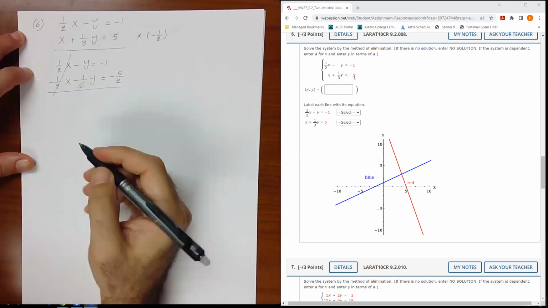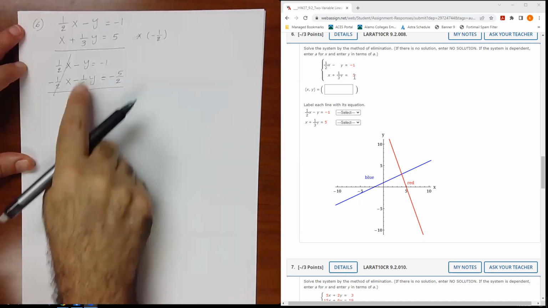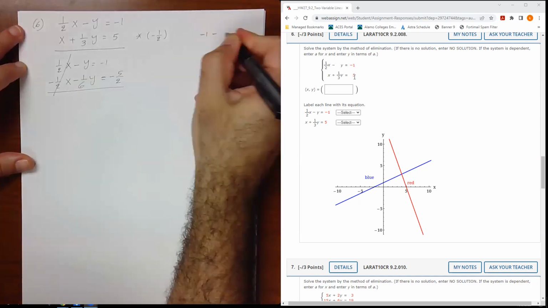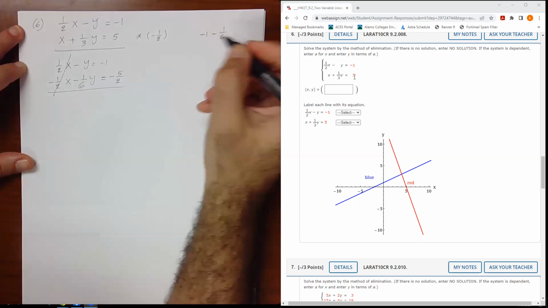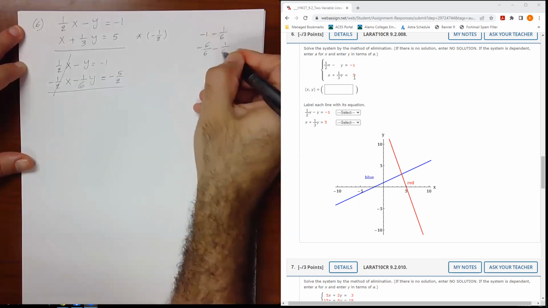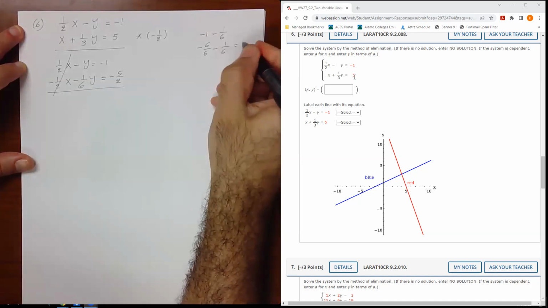Now, add these together. This one is going to cancel. -1 minus 1 over 6. That means it's going to be -6 over 6 minus 1 over 6. So it's going to be -7 over 6.